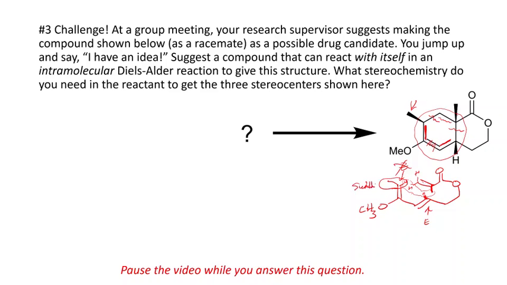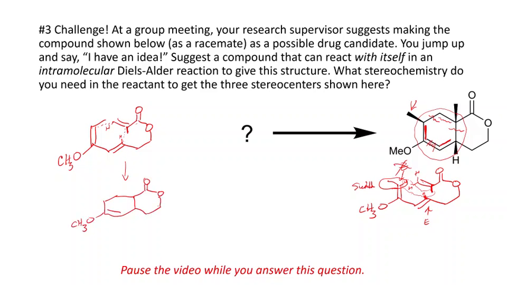So our actual starting material looks like this. There we go. That's our starting material. Again, let's just double check it. If we have the hydrogen here, and we do the Diels-Alder reaction, we're going to make this bond right here, this bond right here. Okay, and methyl is going up, hydrogen is going up, and the methyl is going up. And we got it.